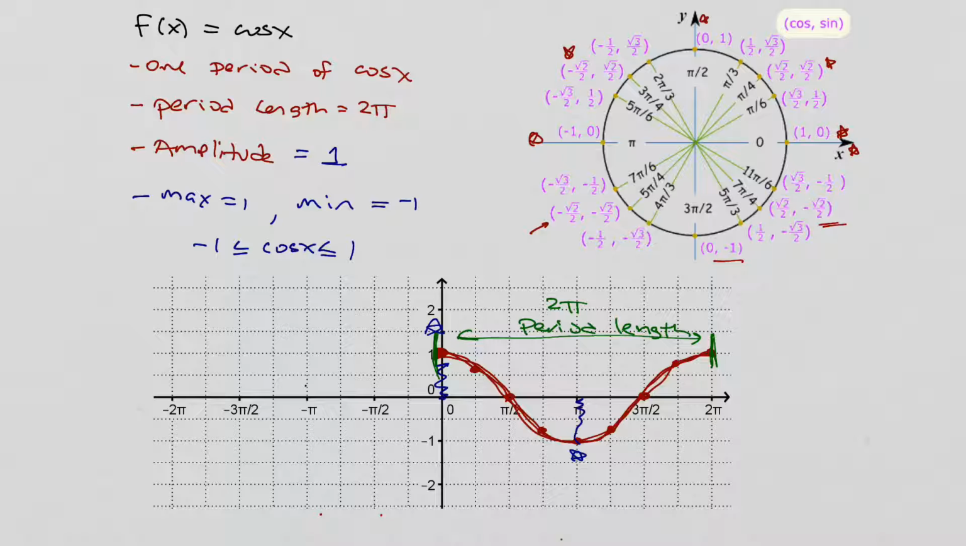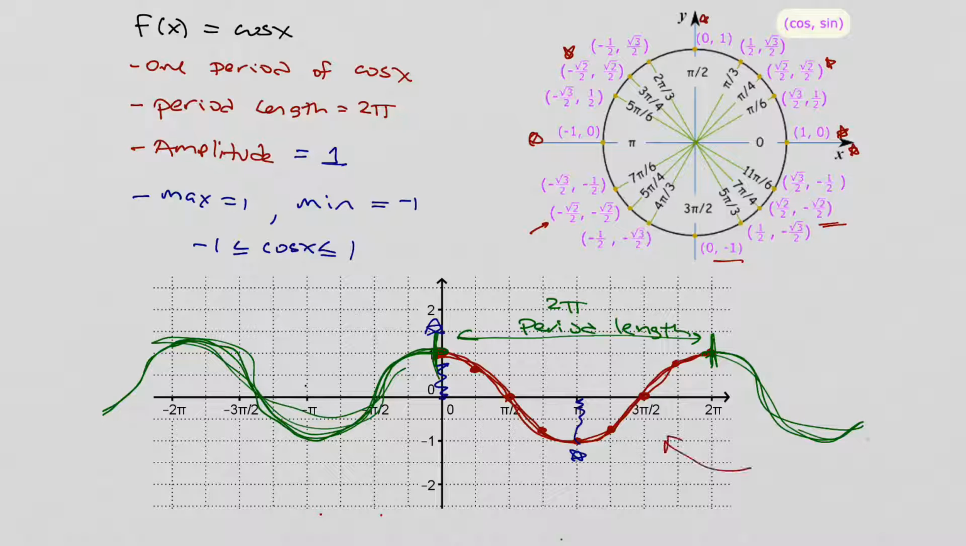To get a complete picture of this, I could take this picture and copy it all the way down here to the left. Make a whole bunch of copies to the left, a whole bunch of copies to the right, and just keep on going all the way to infinity and beyond. The part in red here is a graph of one period of cosine of x. If you notice, cosine of x and sine of x actually look pretty close to each other.